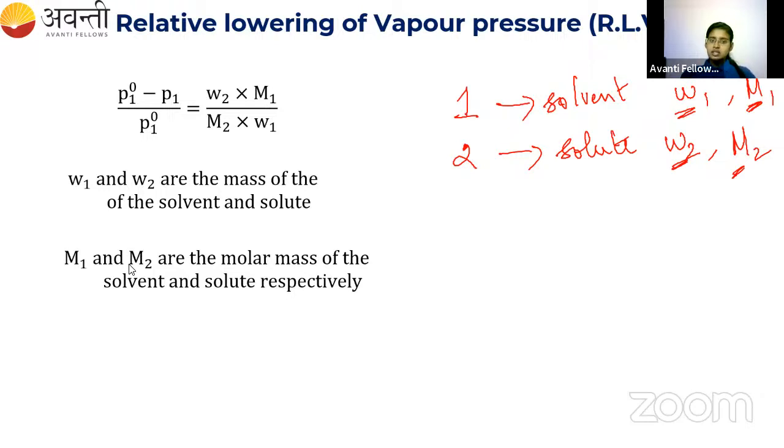And what is this? P1 naught. It is the vapor pressure of the pure component, that is the solvent component. And here P1 is the vapor pressure of the solution. Got it? So I hope the formula is clear to all of you.